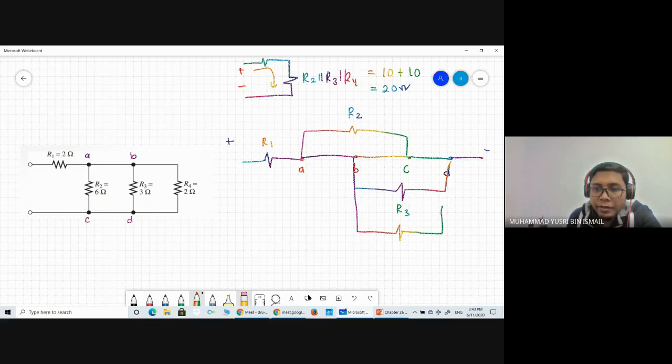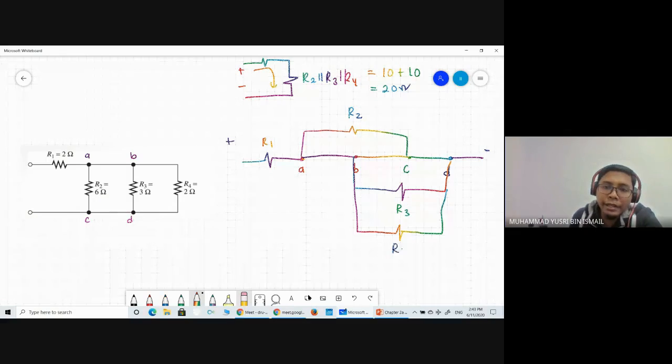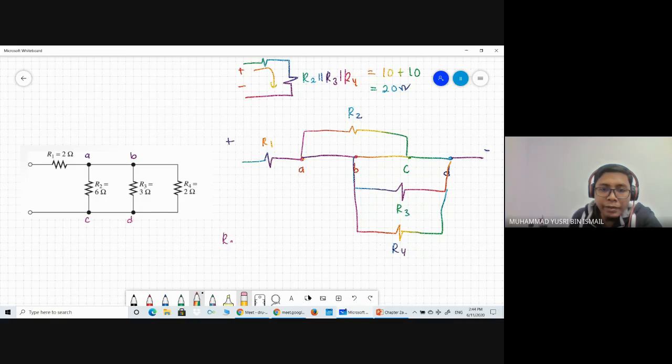Then you also have another element which is parallel to R3. Here you will have R4. So from here, what you can do is to parallel this R3 and R4, which is equal to the product divided by 5, 1.2 ohm. Then from here it is basically parallel with R2.